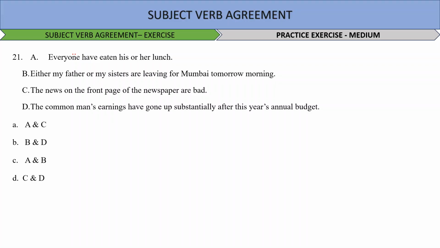Either my father or my sisters are leaving. Sisters is plural, are plural, leaving for Mumbai tomorrow morning. Correct. The news on the front page of the newspaper is bad, not are bad. The common man's earnings have gone up substantially after this year's annual budget. So I see only sentence B and sentence C to be appropriate, and it is in option number B.